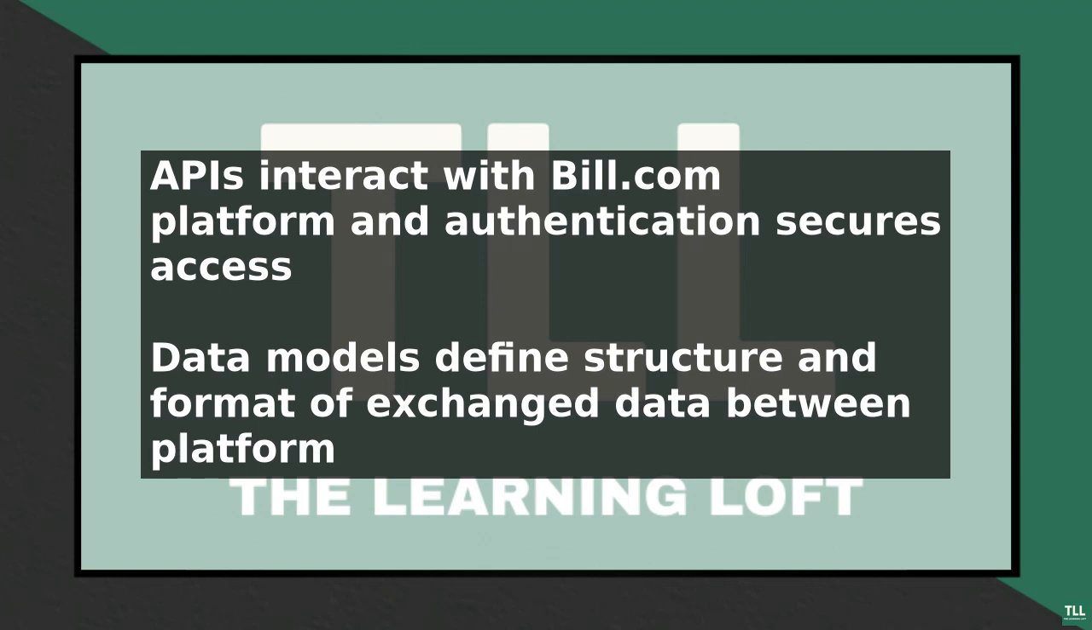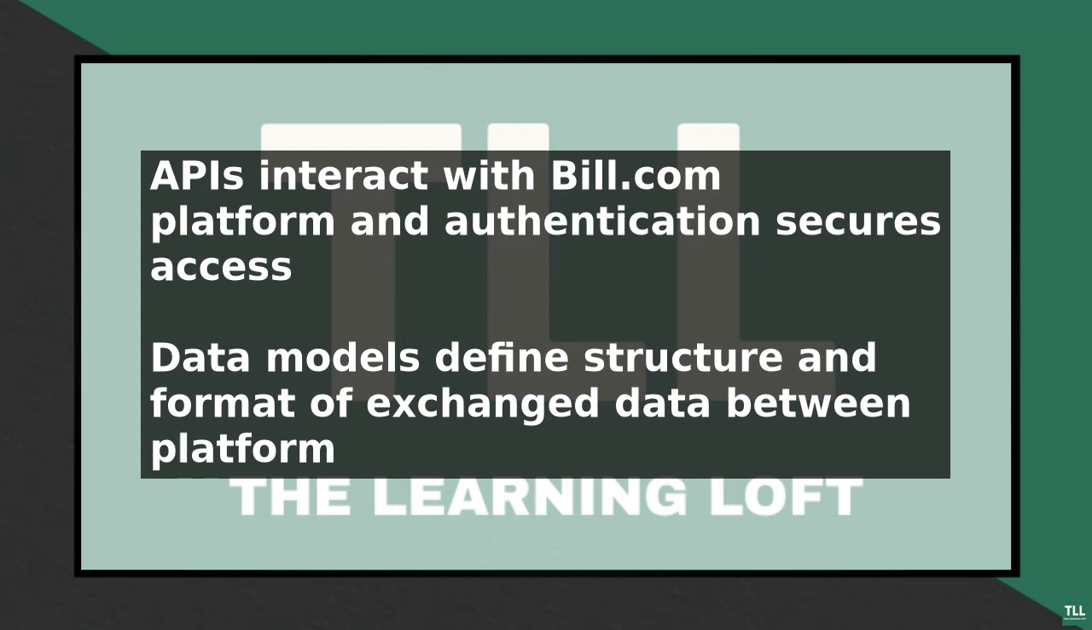Getting started. To get started with the Bill.com API SDK, developers need to create a developer account and obtain an API key. The API key is used to authenticate and authorize access to the platform. Developers can then use the API SDK to access the Bill.com API, which provides a range of endpoints for interacting with the platform.